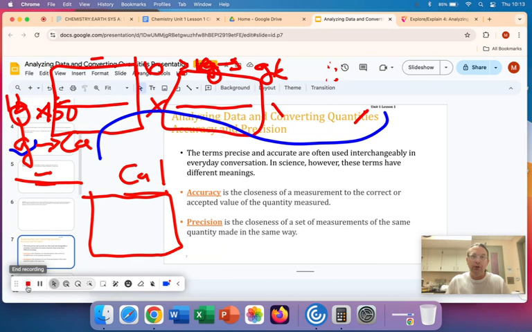We'll stop the video here, go to part 2 of the video. We'll talk about accuracy and precision.